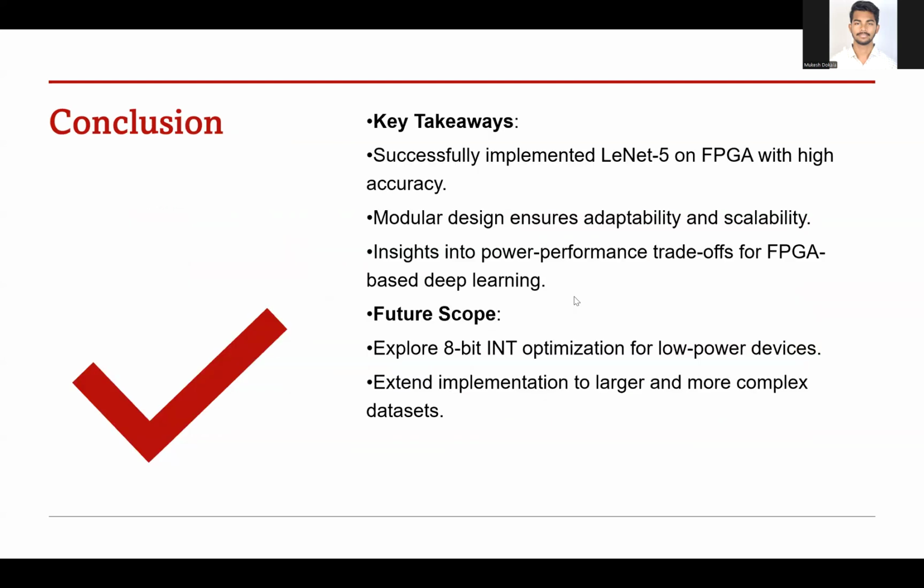And coming to the conclusions. To conclude, this project successfully implemented a hardware optimized version of LeNet 5 on FPGA for MNIST digit recognition. The implementation achieved a high test accuracy of 98.69%, demonstrating the effectiveness of the design. Key optimizations like pipelining, double buffering, and the use of 16-bit floating point arithmetic enable the model to perform efficiently with minimum resource usage.